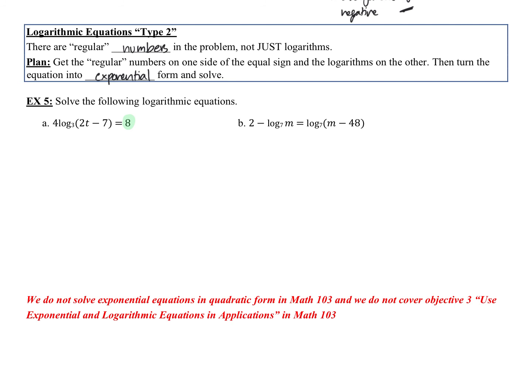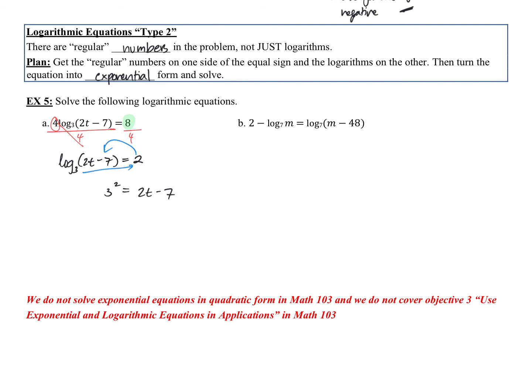But first off, let's go ahead and simplify this. We have that 4 hanging out by the log, so go ahead and divide both sides by that 4. And we'll get log base 3 of 2t minus 7 equals 2. And now let's go ahead and turn this into exponential form. So 3 to the second power gives me that: 3 squared equals 2t minus 7.